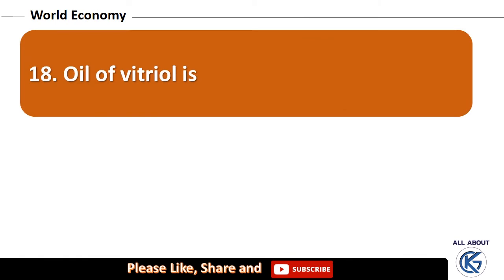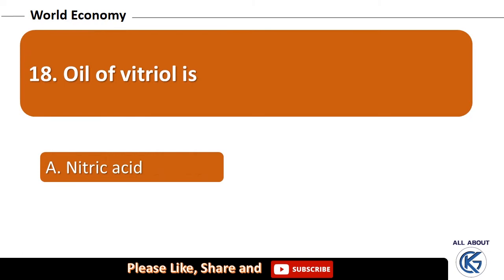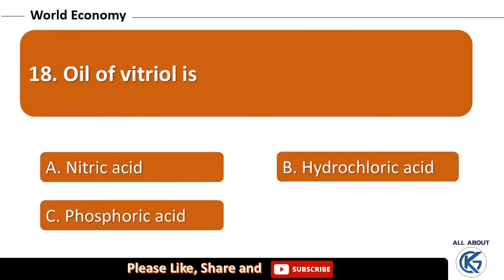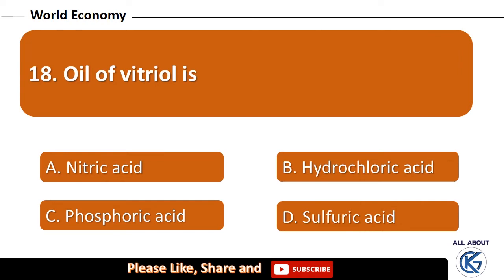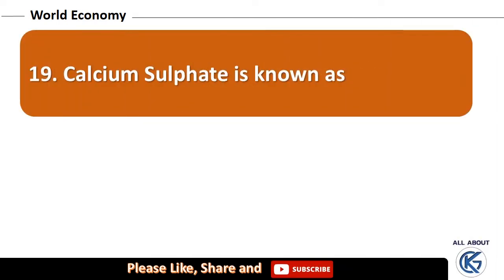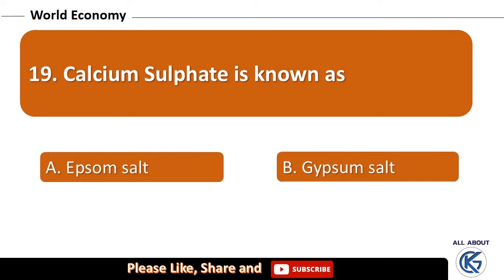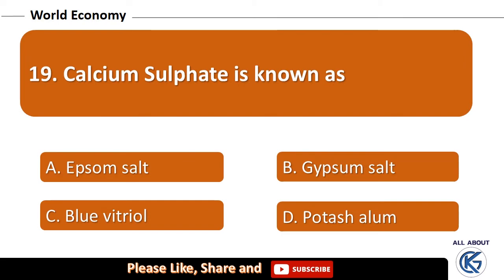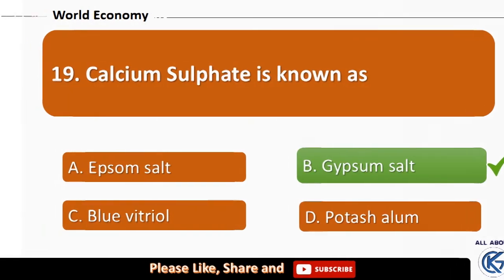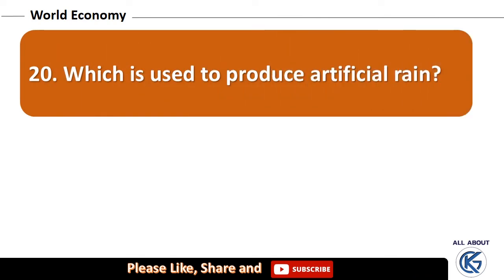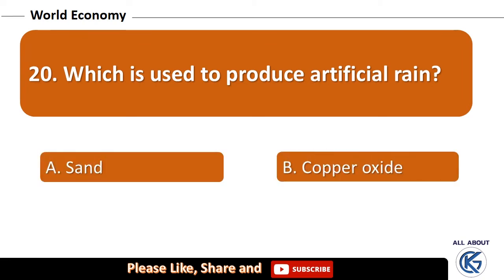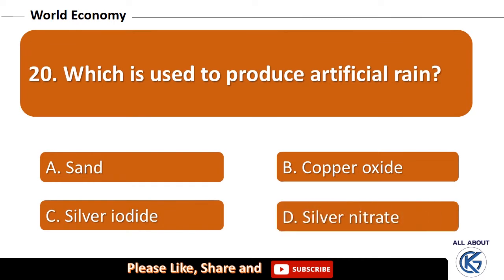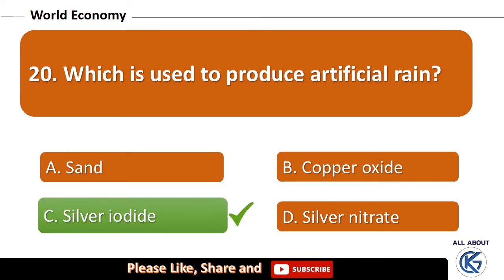Question number 18. Oil of vitriol is nitric acid, hydrochloric acid, phosphoric acid, sulfuric acid. The right answer is sulfuric acid. Question number 19. Calcium sulfate is known as Epsom salt, gypsum salt, blue vitriol, potash alum. The right answer is gypsum salt. Question number 20. Which is used to produce artificial rain? The options are sand, copper oxide, silver iodide, silver nitrate. The right answer is silver iodide.